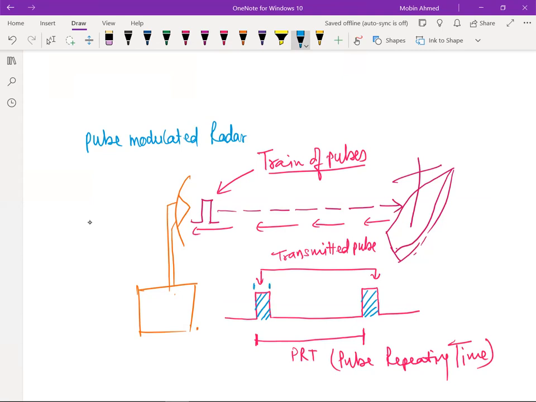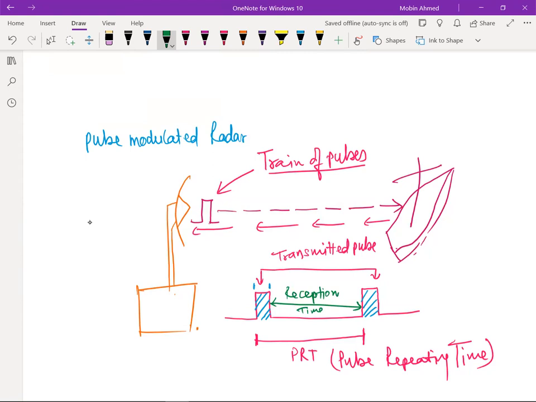Now, from one transmitted pulse to the second transmitted pulse, there is a time, and this time is known as the reception time. That means one pulse is going, striking here and coming back. Again, the second pulse goes, strikes here, comes back. Again, the third pulse goes, strikes here, comes back. Likewise. So this is the reception time.